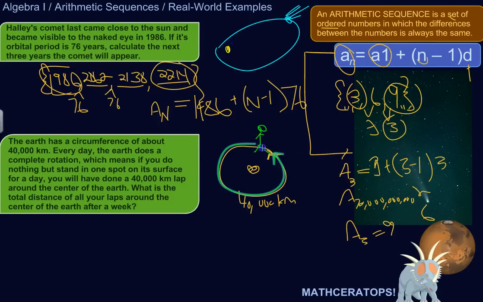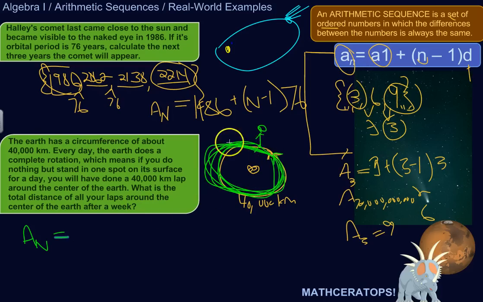So every day you're doing a 40,000 kilometer lap. So I want to know, after 7 times around, how many kilometers have you done just by standing there? Kind of a weird problem. I was scraping the bottom of the barrel here to come up with some real world examples. So our common difference, we're adding 40,000 kilometers each time. So let's just write that. What's our first term?